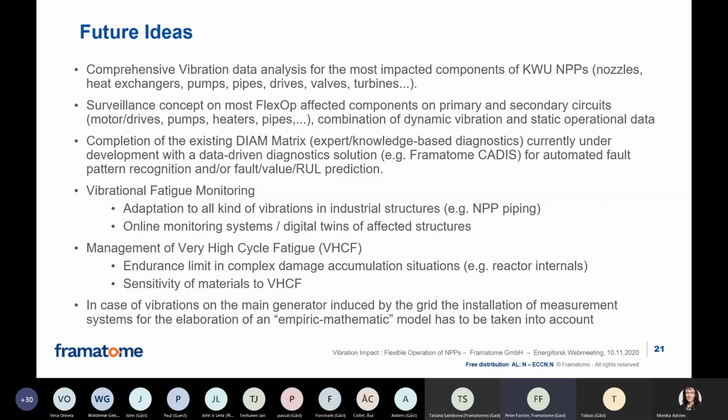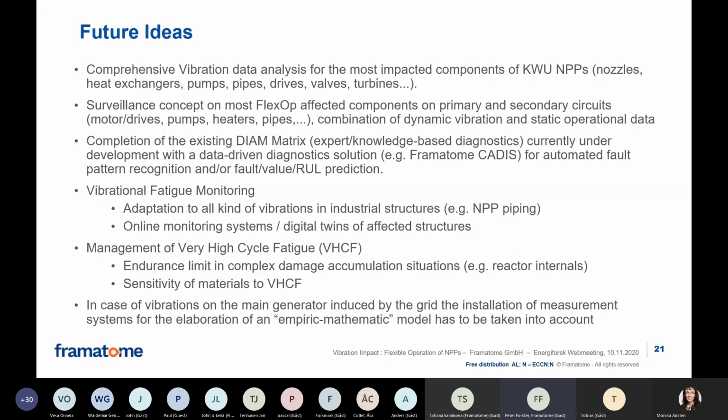So also a surveillance concept on this component on primary secondary circuit could be established. A completion with already existing projects like DIAM with our CADI software could be held with this in future terms. Vibrational fatigue monitoring to all kinds of vibration in industrial structures, piping, valves, whatever you see. Online monitoring with digital twins is state of the art today.